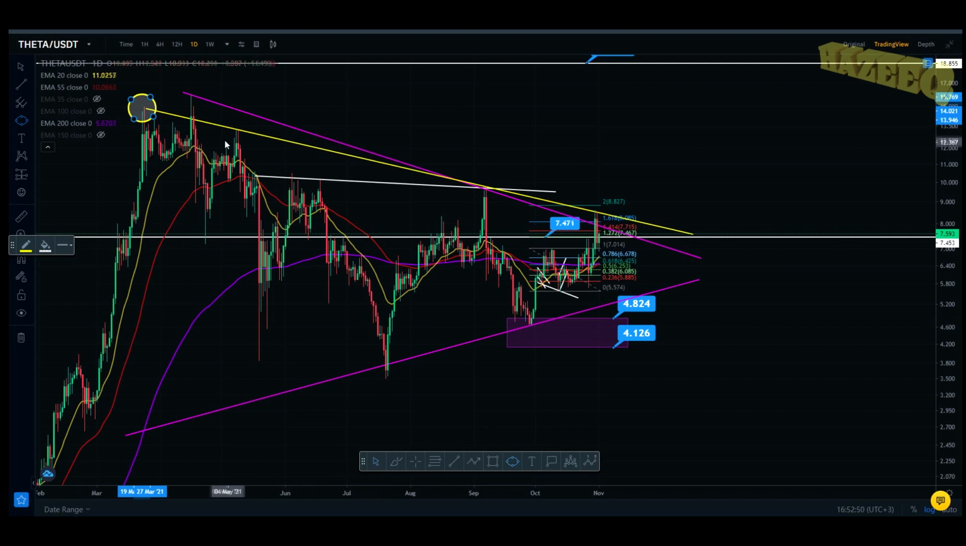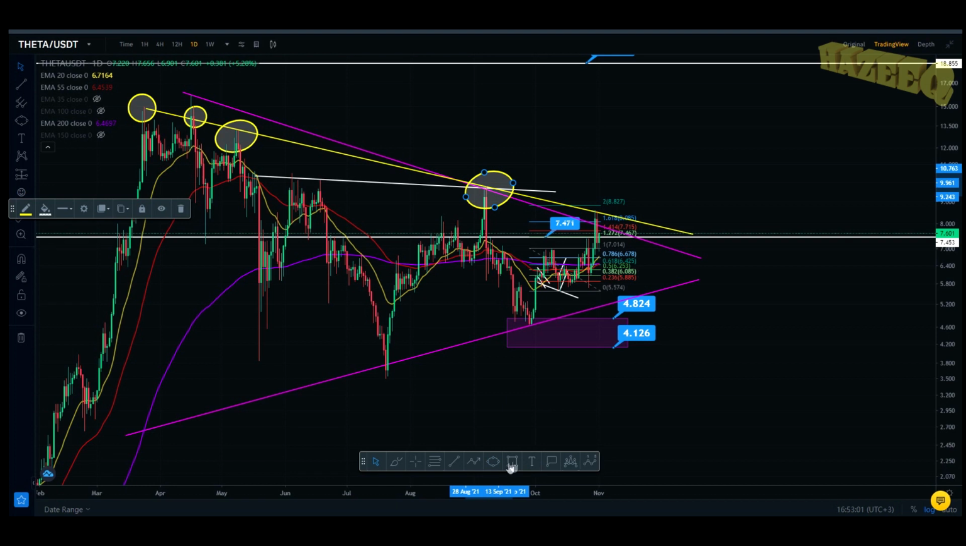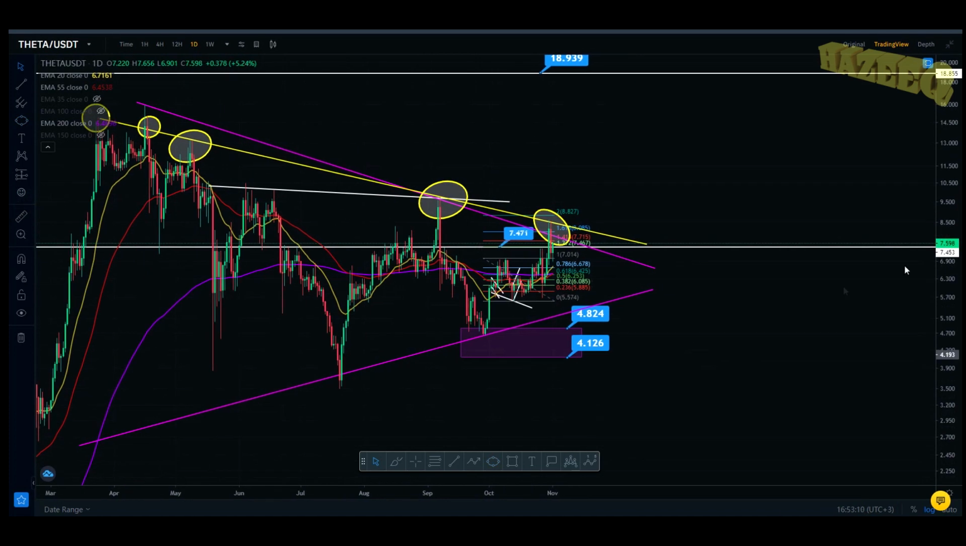One touch, second touch. I hate when that happens with the eclipse where I click it and it doesn't bring it up. Third, fourth touch, and now just a couple of days ago, we had our fifth touch, as you can see. So five touches, we got rejected from that zone, right?